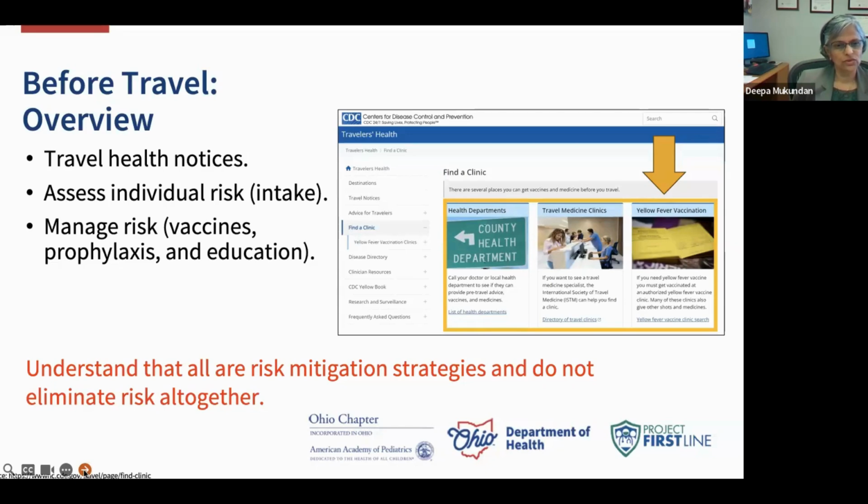Provider, what do you do before travel when your patients reach out to you? Essentially, you need to know where they're going and their itinerary. Then the intake. At the intake, you also need to assess individual risk, and you also manage the risk by vaccines, prophylaxis, and education. It's very important to understand that these are all risk mitigation strategies and do not eliminate risk altogether.